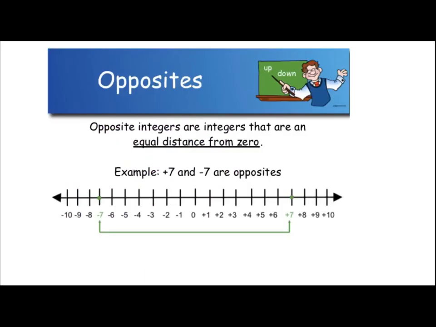So now let's talk about opposites. Opposite integers are integers that are an equal distance from 0. That means they are the same distance away from 0. For example, 7 and -7 would be considered opposites. We could count how far it is from 0 to 7. 1, 2, 3, 4, 5, 6, 7 jumps from 0 to 7, and 1, 2, 3, 4, 5, 6, 7 jumps from 0 to -7. So that means that they're opposite.